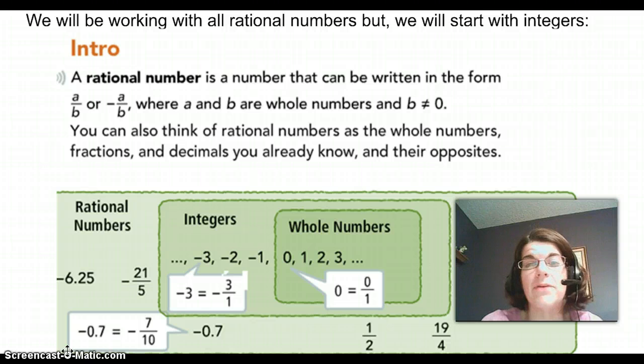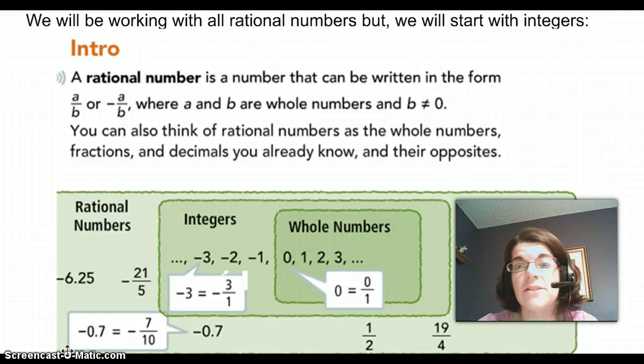We're going to talk about adding integers today. That's our first lesson. And before we get started, I just want to talk about rational numbers. Rational numbers are any number that can be written as a fraction, a positive or a negative fraction. So that includes fractions, decimals, mixed numbers, improper fractions, and it includes integers.